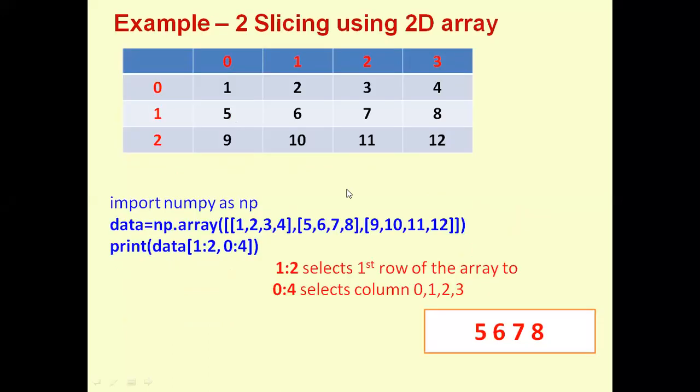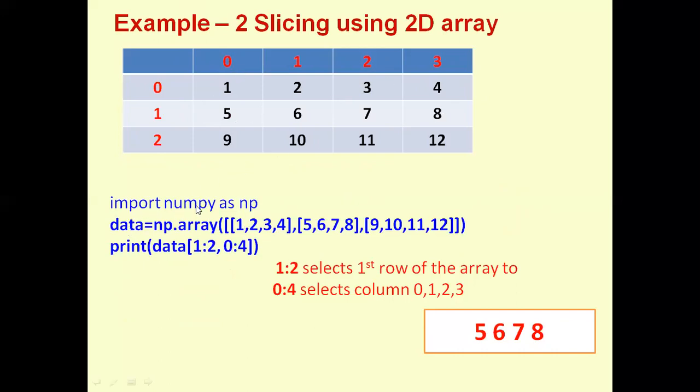So next example, slicing using a 2D array. So here also this is a 2D array with rows and columns. This is called a row and this is called a column. 4 columns are there and 3 rows are there. So here see 1, 2, 3. And how many values are there? 1, 2, 3, 4. 3 rows and 4 columns.